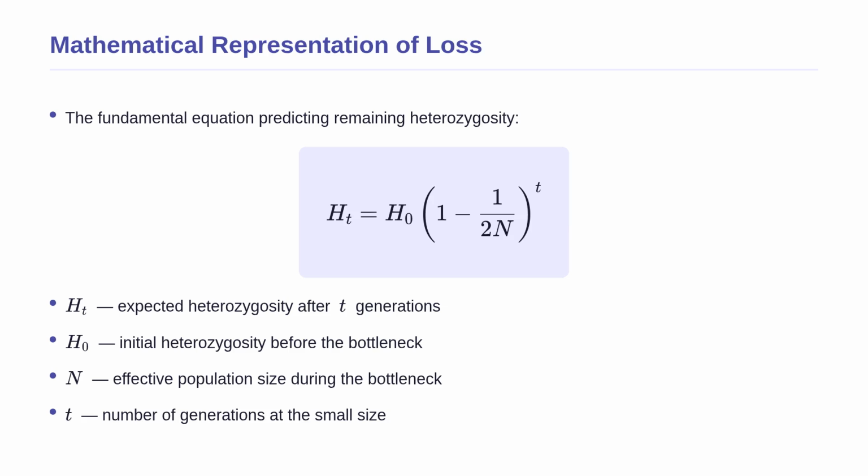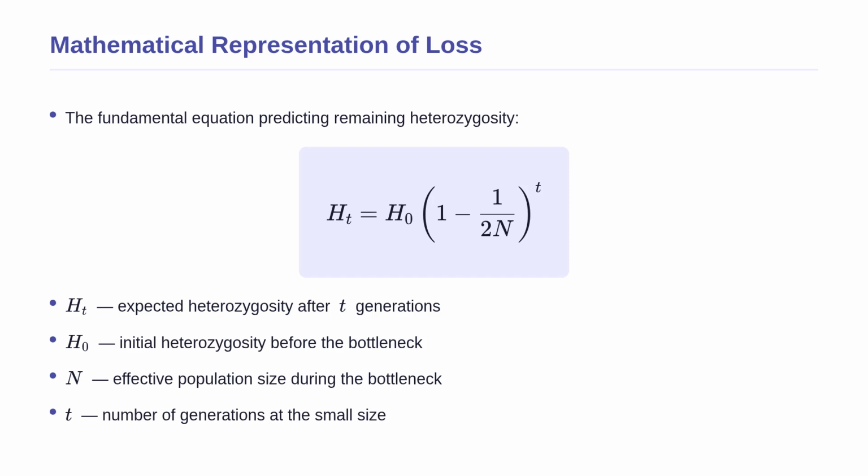This brings us to the mathematical representation of genetic loss. The formula you see here predicts the remaining heterozygosity after a certain number of generations, and it is a fundamental equation in population genetics. Let us break down the symbols.